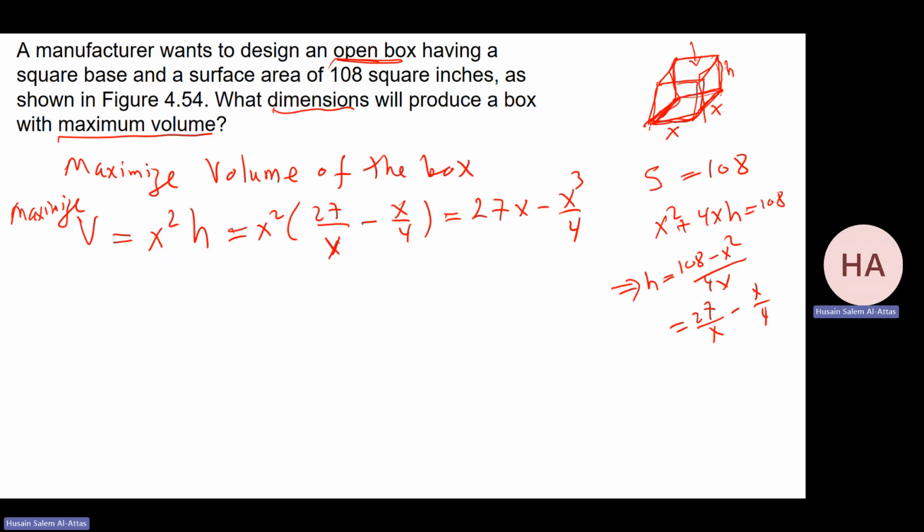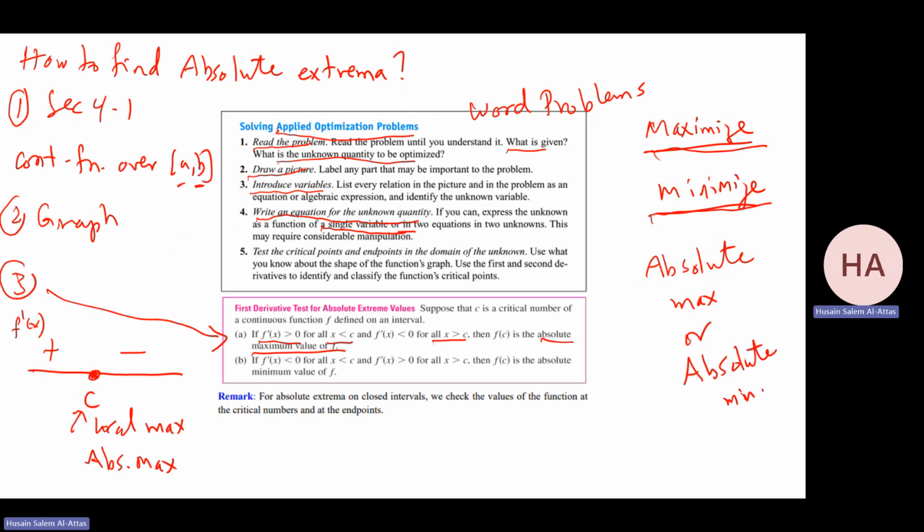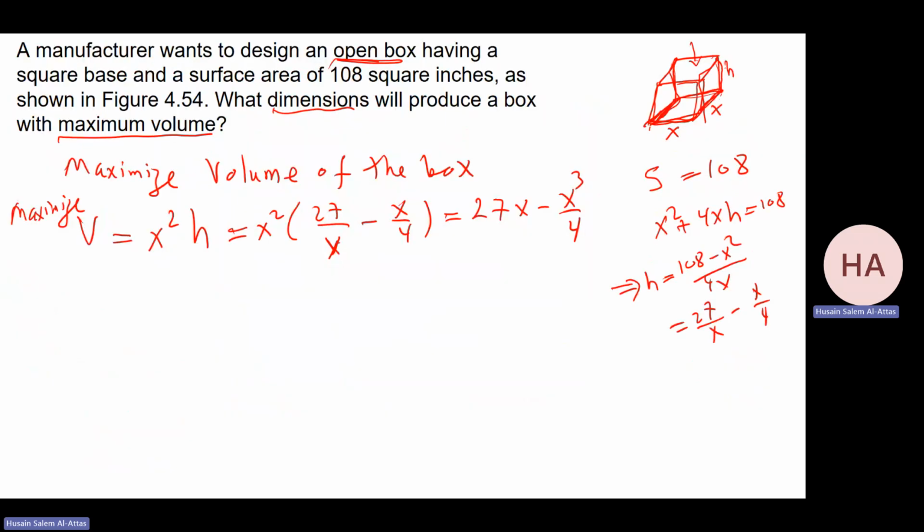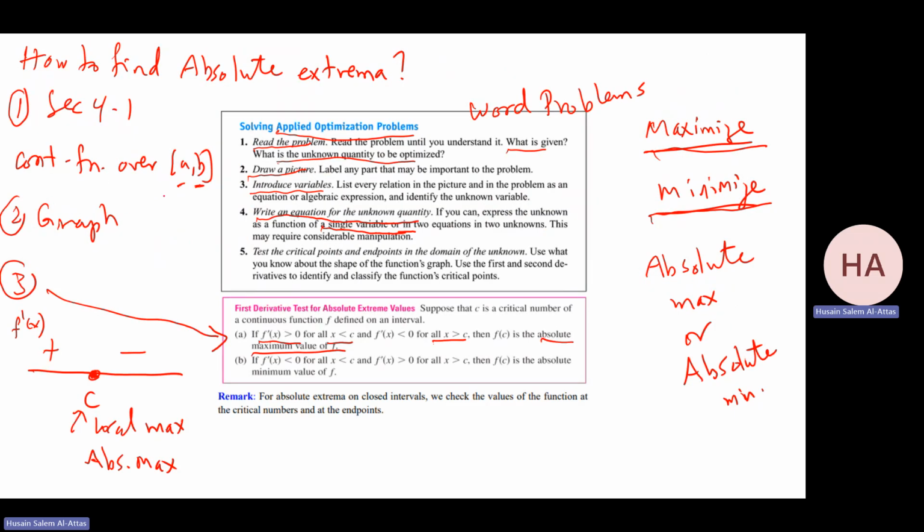Okay. If you remember, we said we have 3 methods to find the absolute extrema. In this case, for sure, I'm looking for the absolute maximum. So if I can make it over a closed interval, that's like what we did in 4.1. If I can graph it, or if there is only one change.